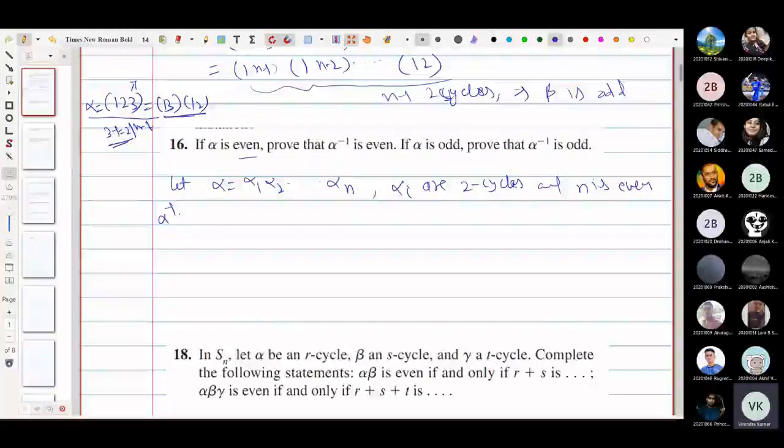So alpha inverse, how can we write alpha inverse? We can use what we call the reversal law. So alpha 1, alpha 2, up to alpha n, inverse of this. We can write alpha n inverse, alpha n minus 1 inverse, and so on, alpha 2 inverse, alpha 1 inverse.